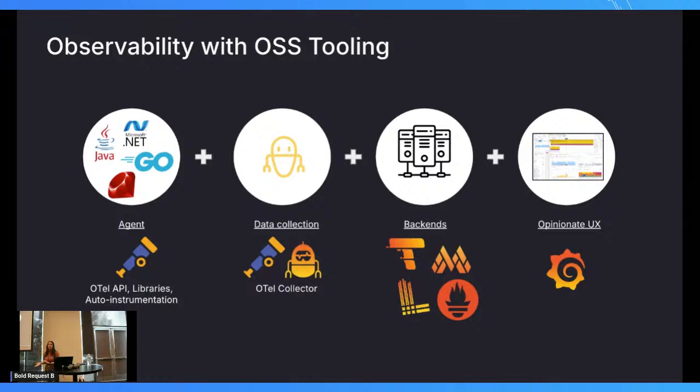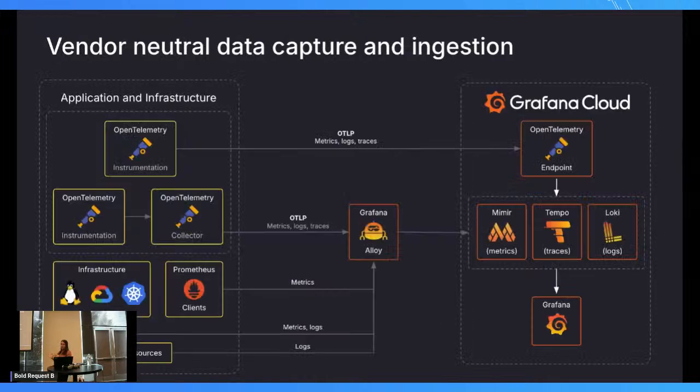Then you've got your backends. Your backends are where you're going to store that telemetry data. Prometheus, Mimir is a scalable version of Prometheus. Tempo is going to be tracing, and then logging, Loki for logging. And then the UX is going to be how you visualize all that data. And then an architecture. So what does this actually look like?